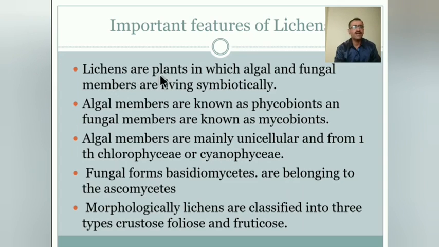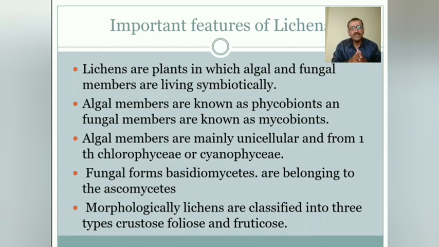Lichens are plants in which algal and fungal members are living symbiotically. They are living together without harming each other. Second, as we know, fungi are parasitic. They totally depend on other organisms for food. Different fungal diseases are there on plants, but in lichen the fungi grow on the algae, and that fungus is not harmful to the algae.